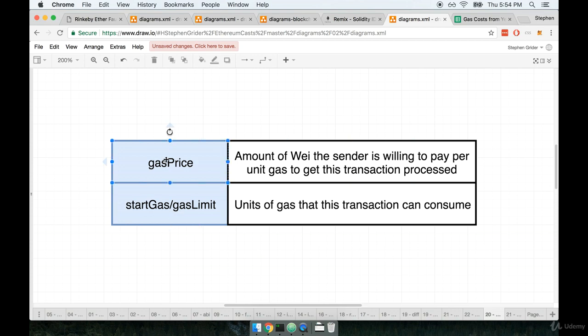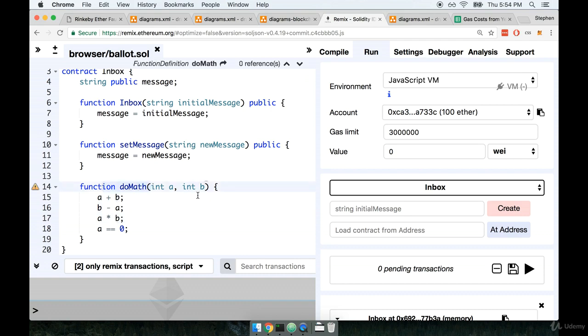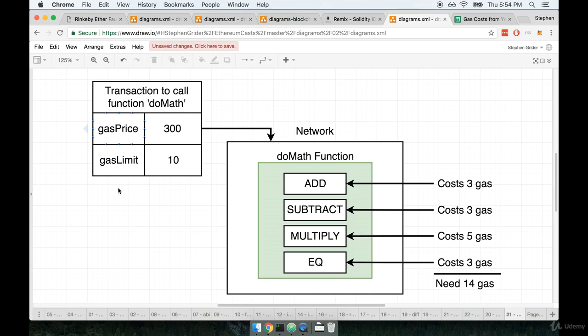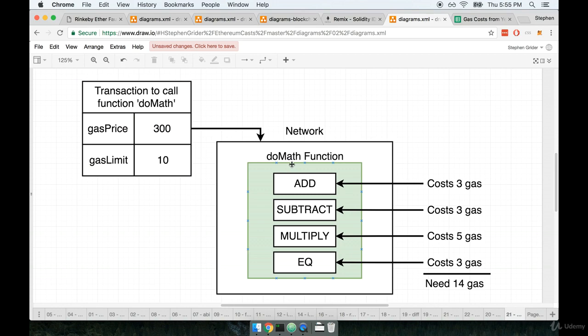All right, so with these two properties in mind, let's imagine that we issue a transaction to run the doMath function. So let's imagine what would happen. Let's say that we issue a transaction and we provide a gas price of 300. So that means we are willing to spend 300 Wei per every unit of gas. And we are willing to spend at most 10 units of gas. So at most, don't spend more than 10. This is the absolute limit of what we're willing to do. So we would submit this transaction to the network. It would invoke our doMath function, and then all the lines of code inside of doMath would start to execute.